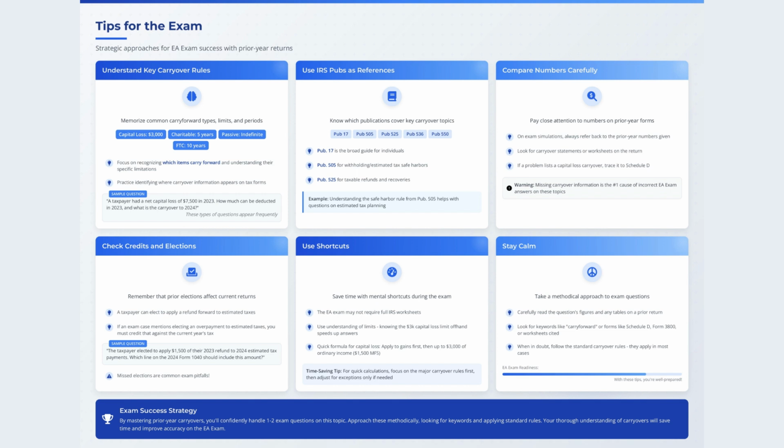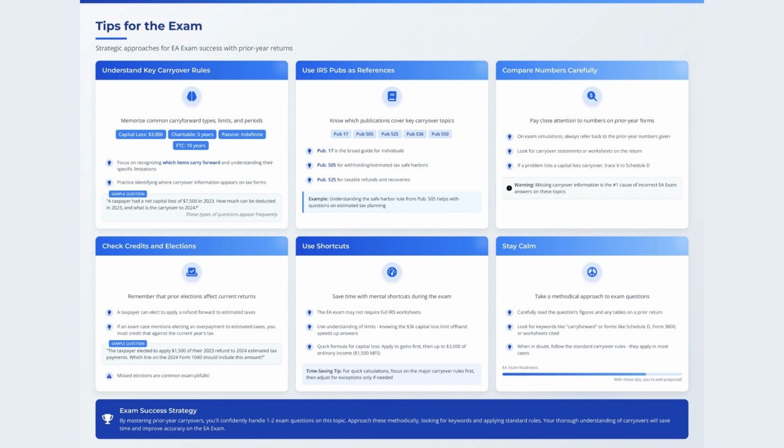Capital loss carryover, $3,000 per year. Charitable contribution carryover, 5 years. Passive activity losses, indefinite carry forward, until there's passive income or the asset is sold. Foreign tax credit carries forward 10 years and can be carried back 1 year. These numbers come up often in both multiple choice and simulation questions.